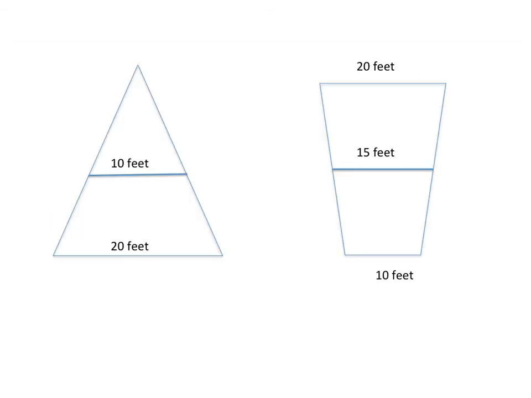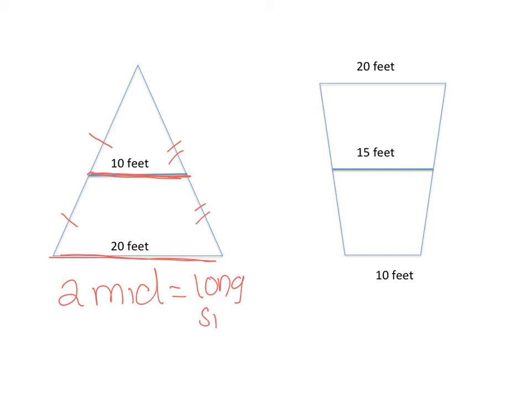We talked about in first semester the mid segment of a triangle. And we said that the mid segment is definitely parallel to the third side. And we also said that we needed two mid segments to actually equal the long side. So if we have the mid segment is 10, we need two of those to equal the third side. And so 10 times 2 is 20.